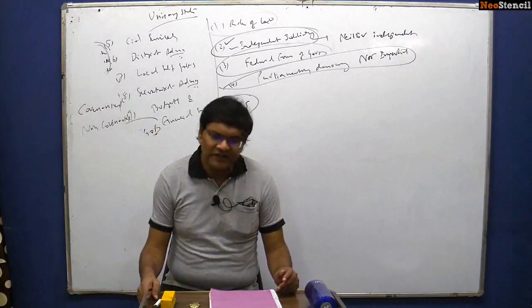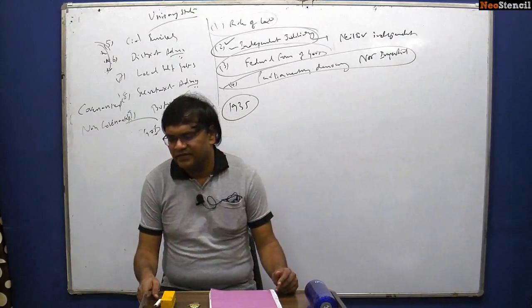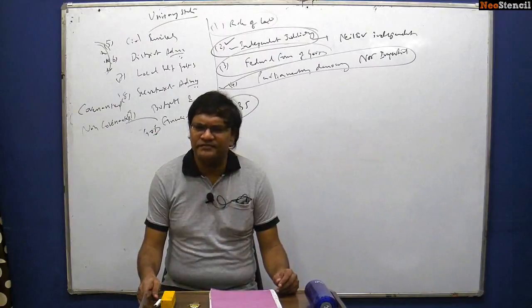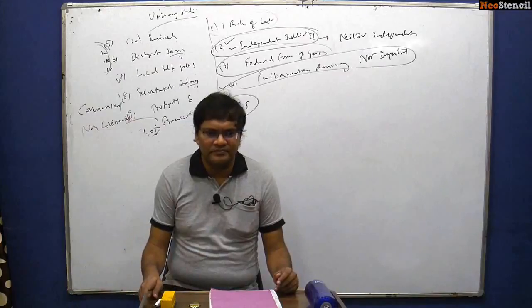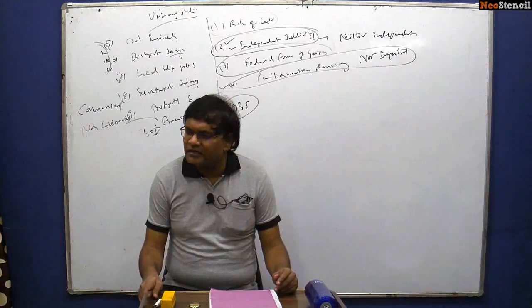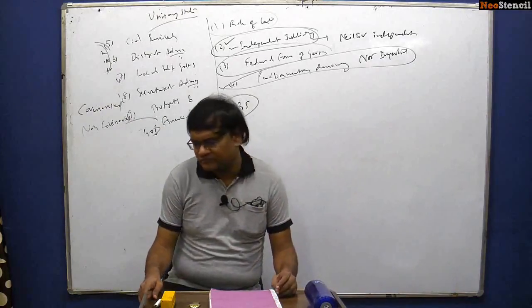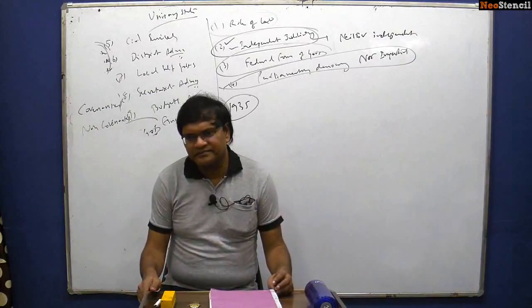The third one they introduced was Subordinate Services. Subordinate Services means this Group 3 and Group 4 Services. Peons, gardeners, cooks, clerks, all of them, we call subordinate services. That is what they had introduced.